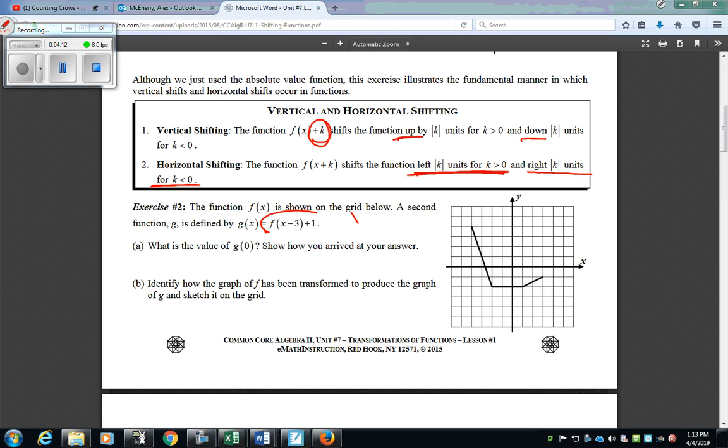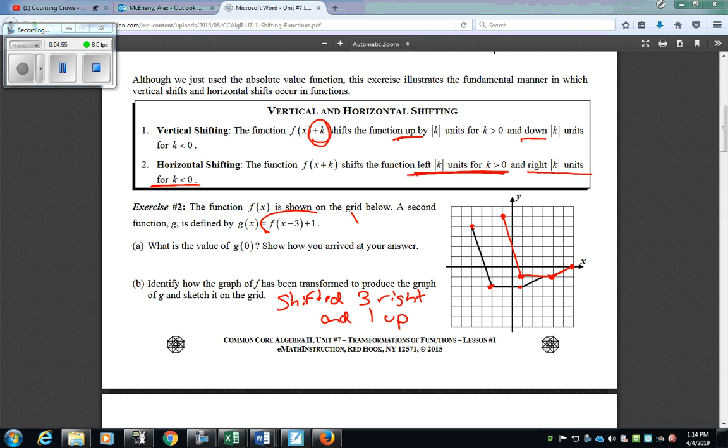So I'm going to take each point. Here's the original point. I'm going 3 to the right, 1 up. I'm going to do this next point, 3 to the right, 1 up. And then my final one. So what you'll see is when you shift it, it's like a translation in geometry. The size of it stays the same, but it's just been moved to a different location. So, identify how the graph of f has been transformed. Well, we shifted 3 to the right and 1 up.